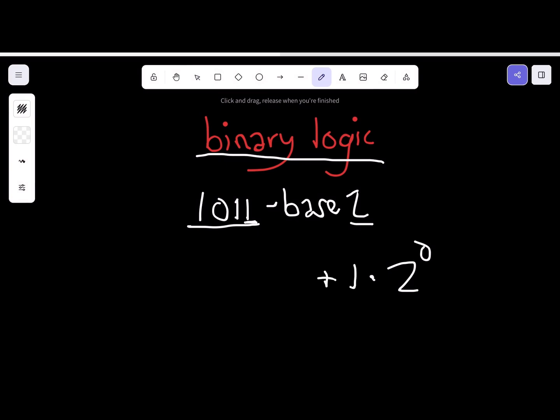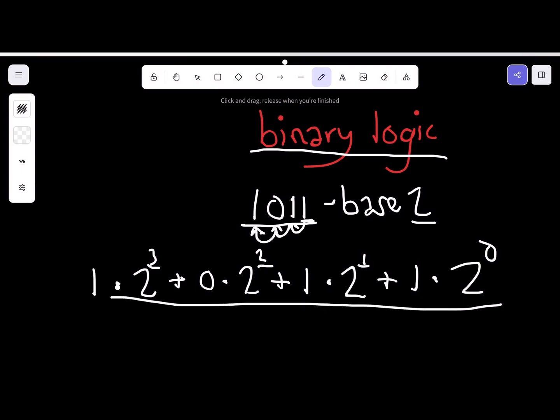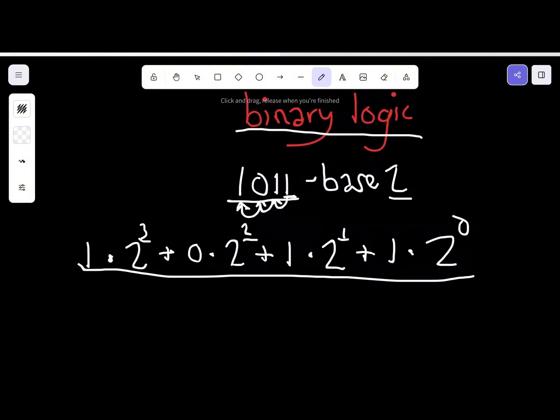Plus, we're going to go down the line again to another 1. Because remember, there's only 2 digits. So we're going to increment this, 2 to the 1 multiplied by 1. Go down the line, 0, plus, now we're going to increment this again, 2 squared times 0. Then we're going to go down the line, plus 2 to the third times 1. And now, we're going to convert this into a human readable number.